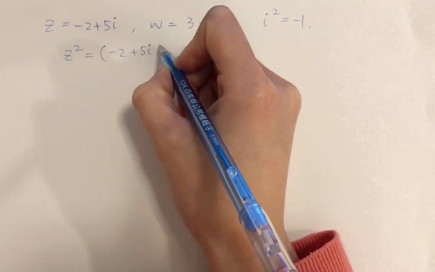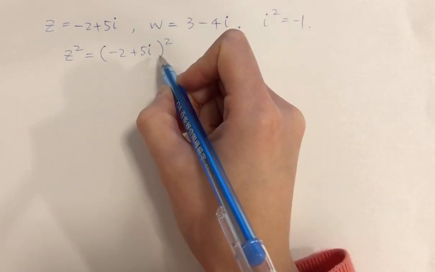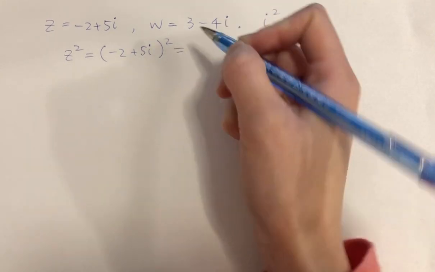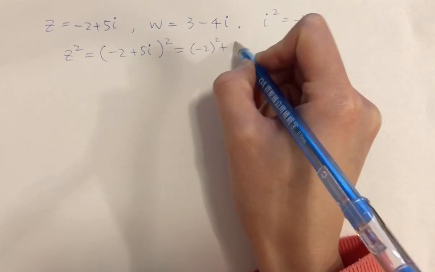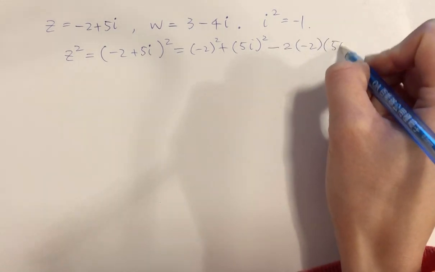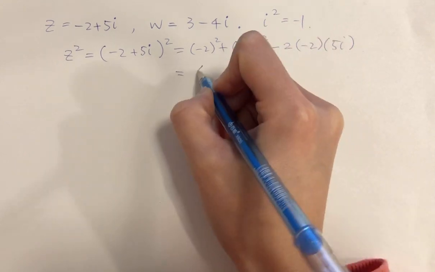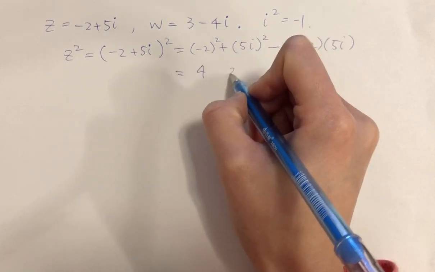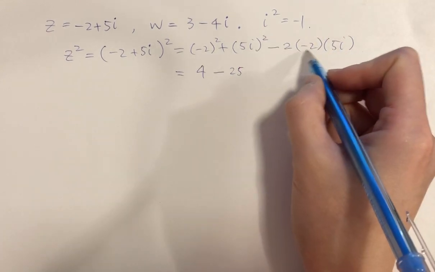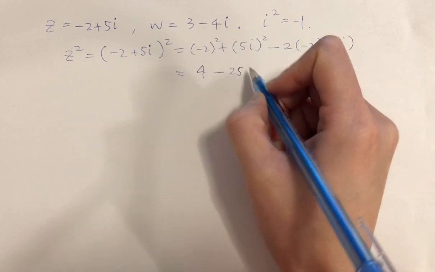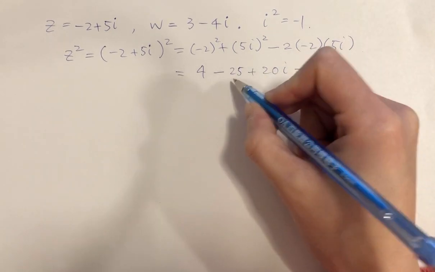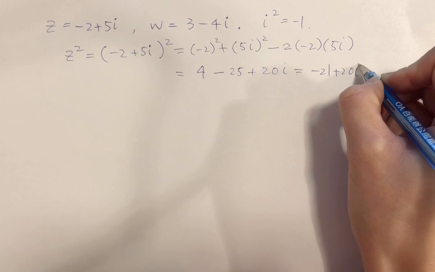There are two ways you can do this. First, you can still think of it as a square, and use the square of a sum formula. So it's the first term squared, plus the second term squared, plus 2ab. So this is 4, this is 25, but be careful, i squared is -1, so it's negative. And then this is 4 times 5, so 20i. So this is -21 plus 20i.